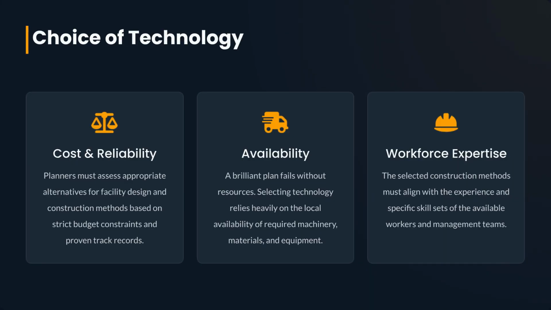Let's start with that first step, choosing our technology and methods. We don't just pick the newest or most exciting tools. We have to be practical. We evaluate alternatives based on three main pillars. First is cost and reliability. Does this method fit the budget, and is it proven to work? Second is availability. It doesn't matter how great a piece of machinery is if we can't get it to our site when we need it. And finally, workforce expertise. Do our teams actually have the experience and skills to execute this method safely and effectively? A good plan matches the method to the realities of the site and the crew.